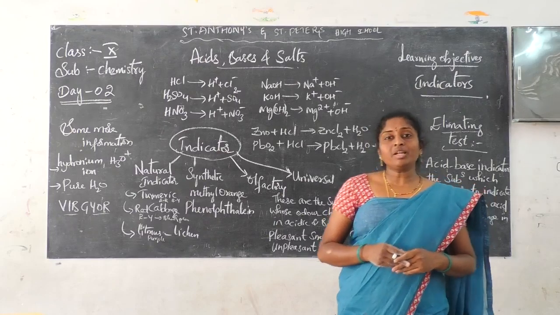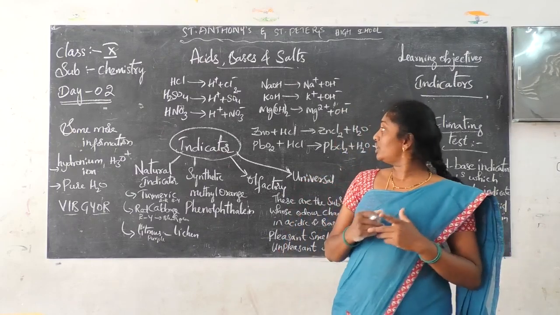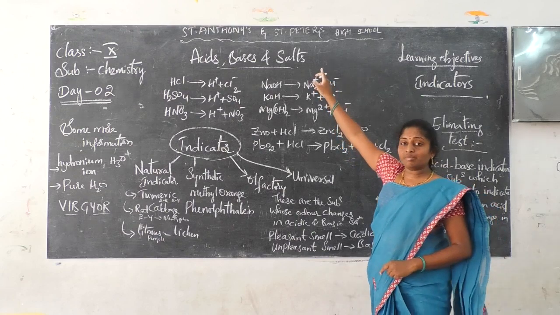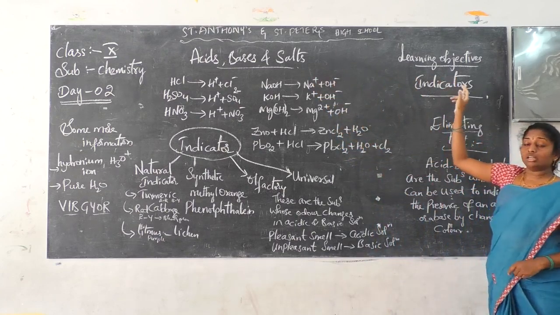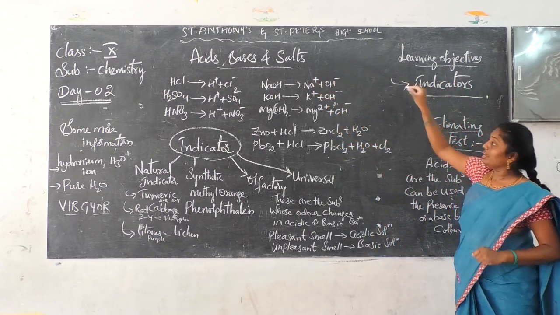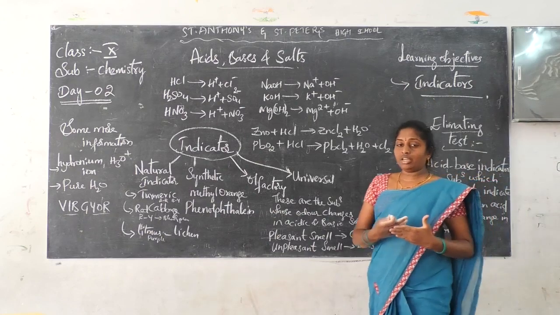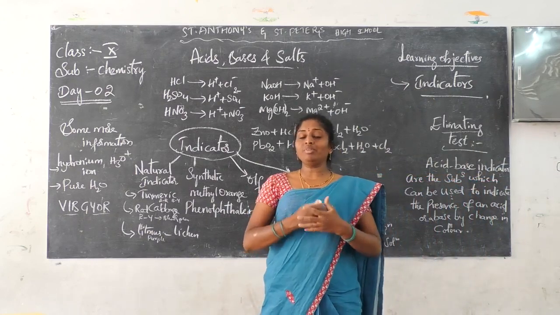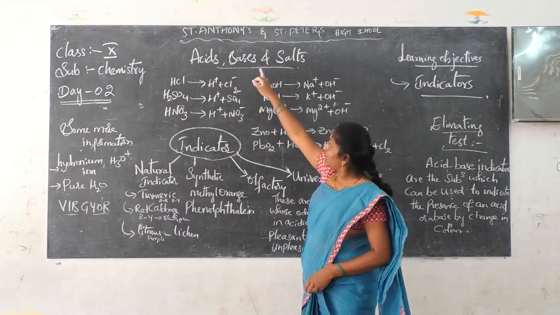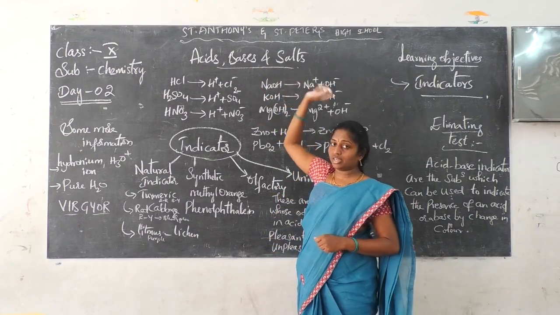Good. So welcome to day 2. Today in this section, with acids, bases and salts, we are going to learn the learning objective that is known as indicators. Before going to the indicators, first let us recapitulate what we learned yesterday. Yesterday we learned what is an acid, base and a salt.